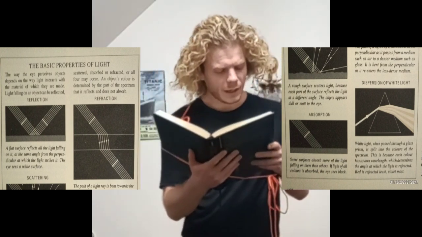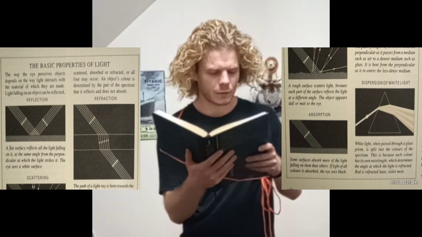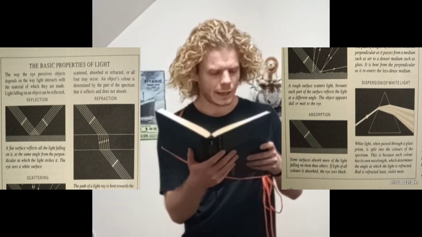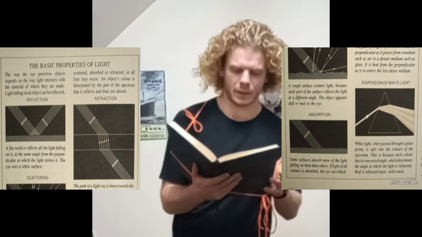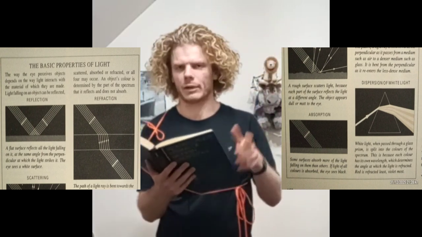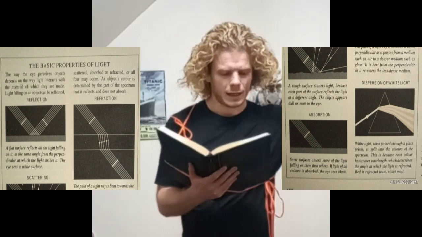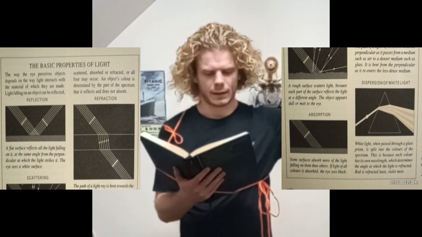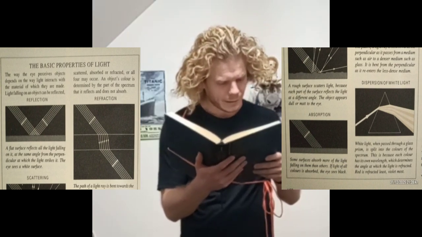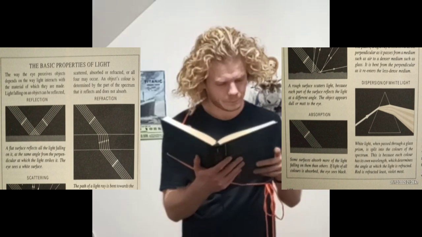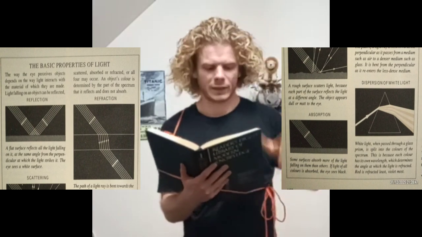Reflection. A flat surface reflects all the light falling on it at the same angle from the perpendicular at which the light strikes it. The eye sees a white surface. Now, I don't know what perpendicular means, but we're having a graph, I know what is happening. Reflection can happen with one surface or one material. The light comes off at the same angle as it struck it, and it appears white.